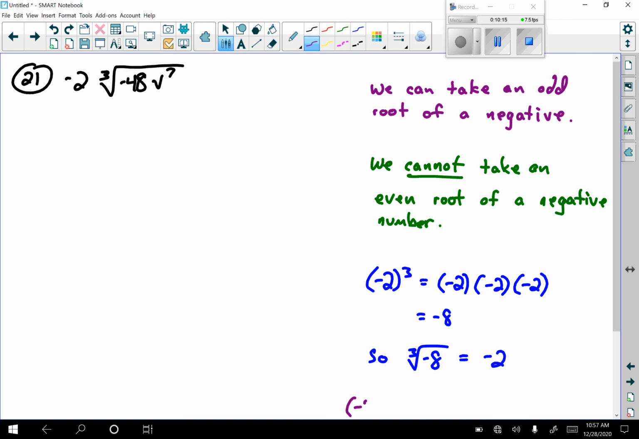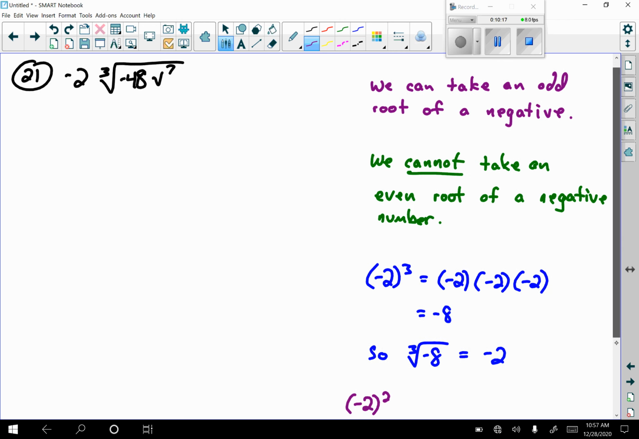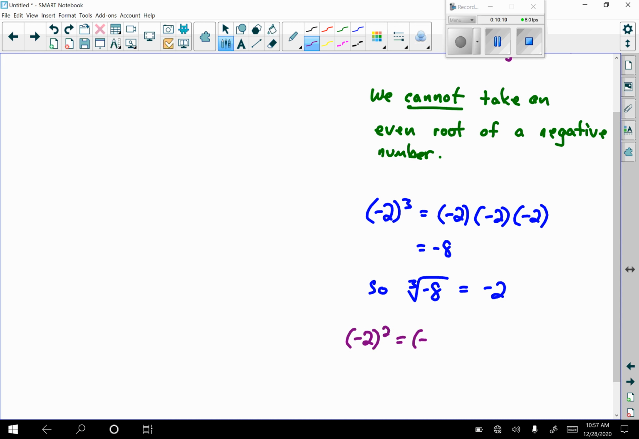But if we did negative 2 squared, this is negative 2 times negative 2, which is a positive 4. Notice that came out positive. So I cannot take the square root of a negative 4. Later on, either by the end of this week or into next week, we're going to get into imaginary numbers, and that's where this comes up. So the square root of negative 4 is not a real number.